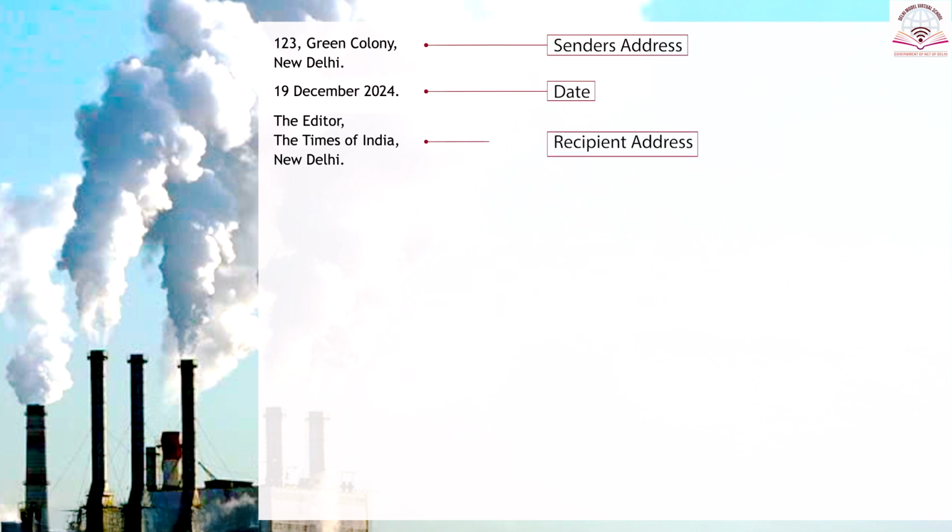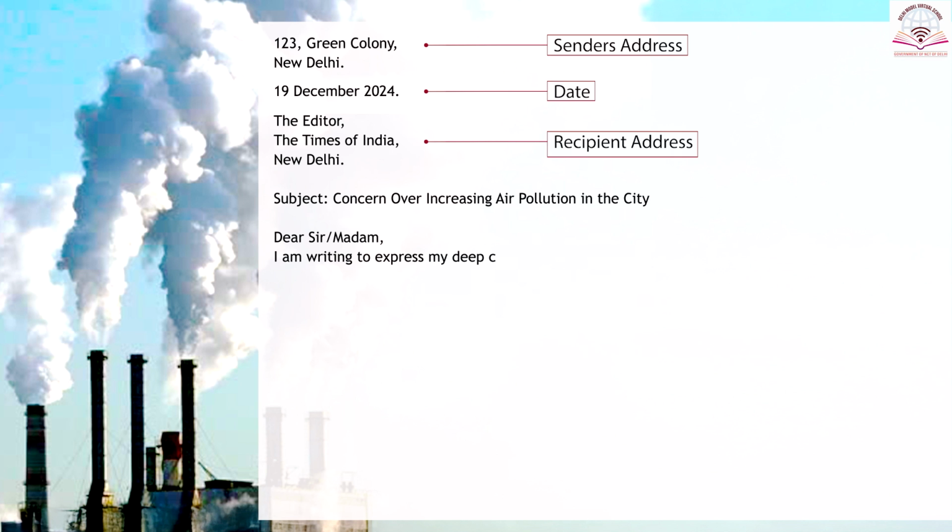Let us take a look at the subject. The subject should be concern over increasing air pollution in the city. We'll start the letter with the introduction. I am writing to express my deep concern over the rising levels of air pollution in our city.